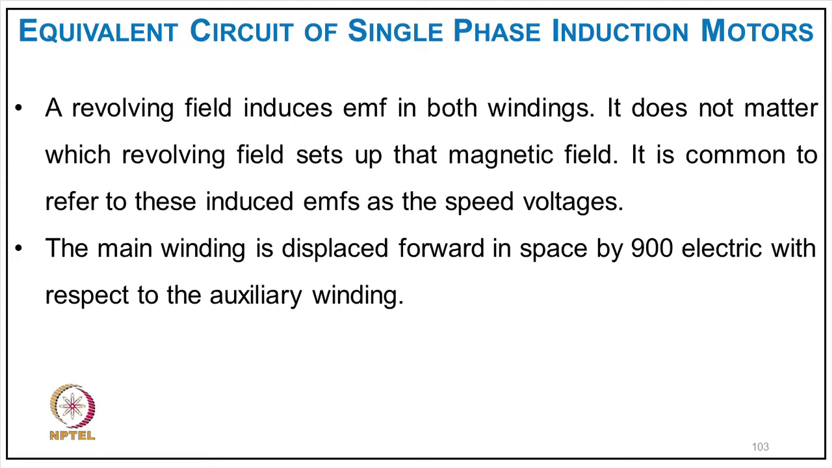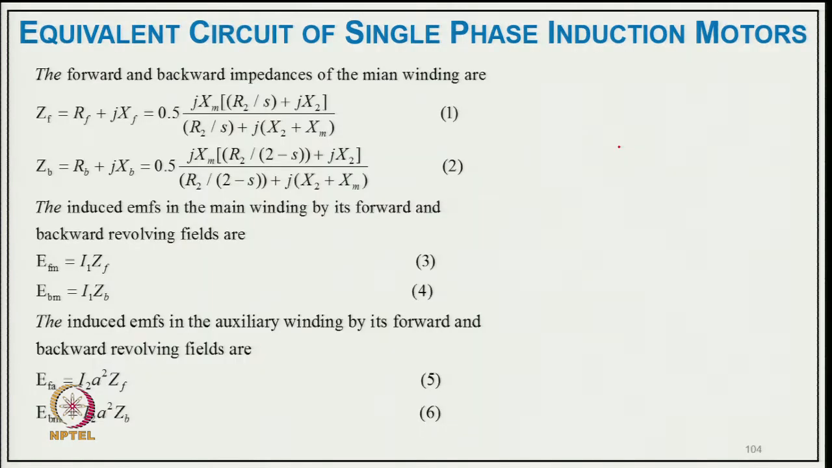The main winding is displaced forward in space by 90 degrees electrical with respect to the auxiliary winding. The forward and backward field impedances you can write from the equivalent circuit: ZF equal to RF plus jXF, putting in the value of the entire impedance. Similarly for ZB, for the rotor and magnetizing branch. The induced EMFs in the main winding are EFM equal to I1 ZF and EBM equal to I1 ZB, and the induced EMFs in the auxiliary winding are EFA equal to IA squared ZF and EBA equal to IA squared ZB.